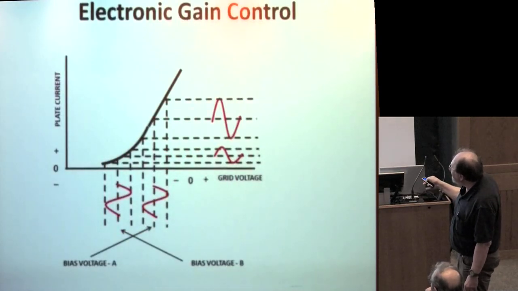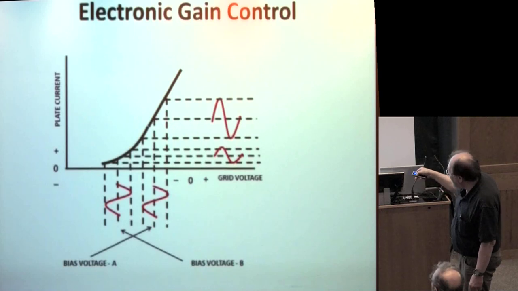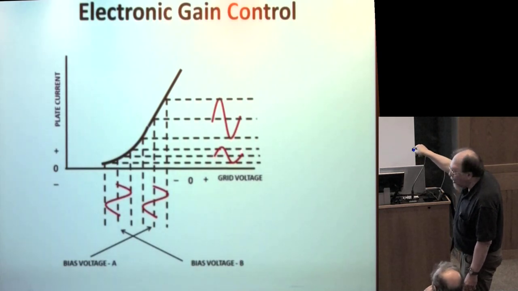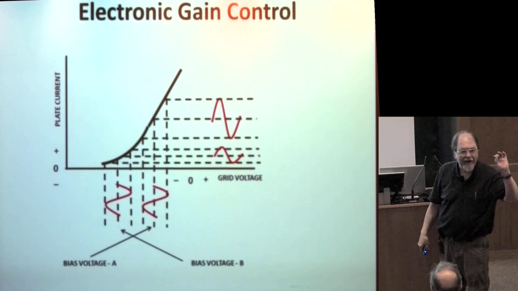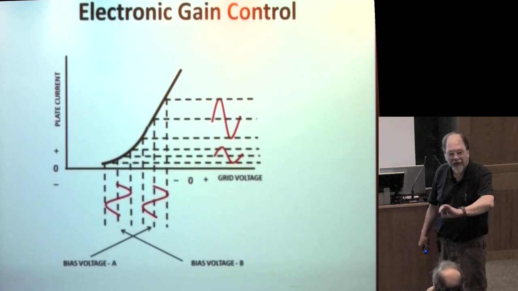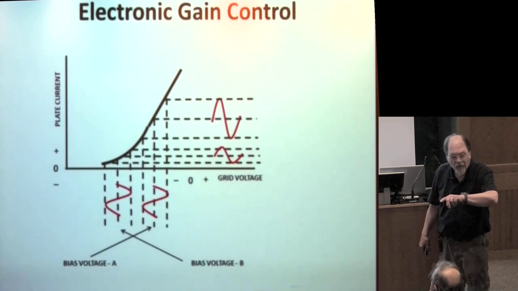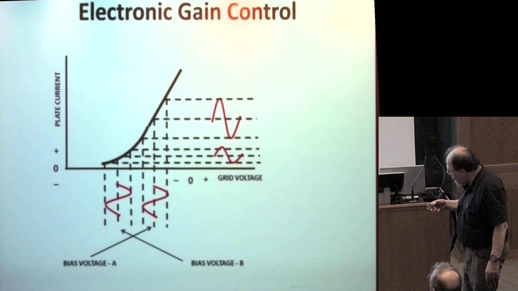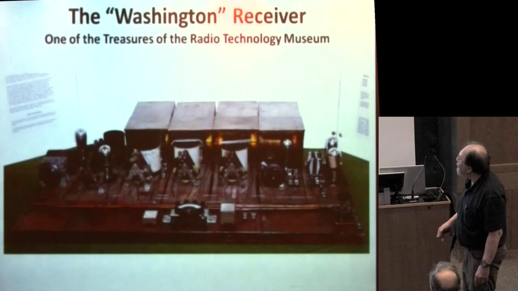I think that's the next slide here, just like so. So here's weak signal and strong signal. We move the operating point down here. We're now reflecting off this part of the curve, and we get a smaller output. So we have an electronically controlled amplifier. We can change its gain with a DC voltage. So they patent that.